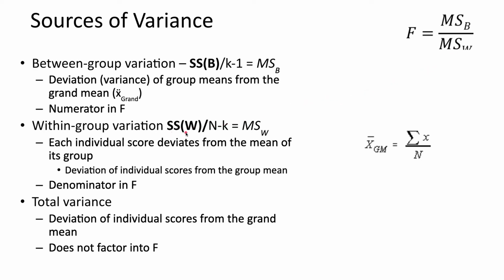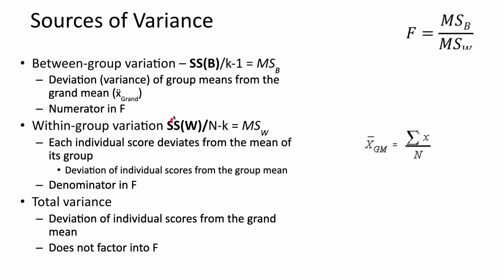Now, where is the SSW coming from? Each individual score in your data set deviates from the mean of its own group. So let's consider each group separately. Let's say group 1. Each individual score in group 1 deviates from the mean of group 1. The same thing for group 2, and the same thing for group 3. That's why it's called within group variation. So the deviation of the individual scores from the mean of the group is the denominator of the F ratio.